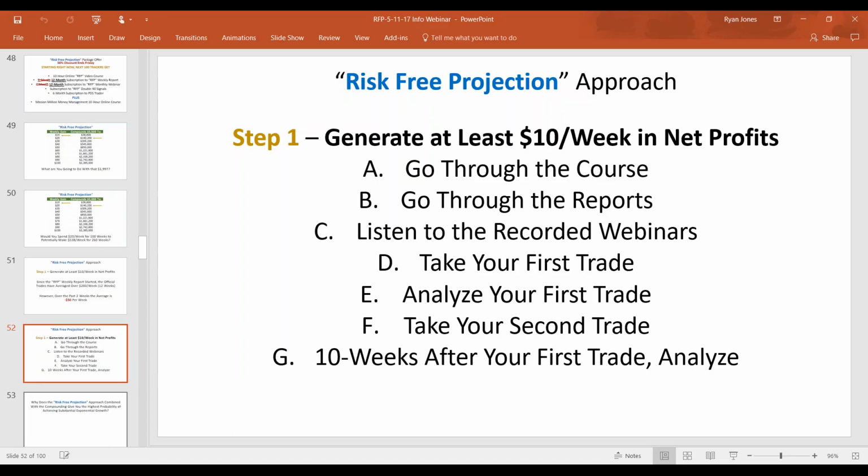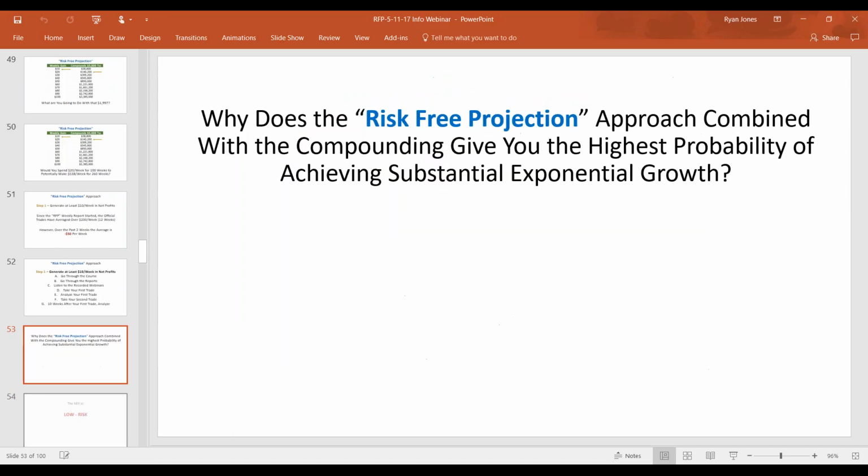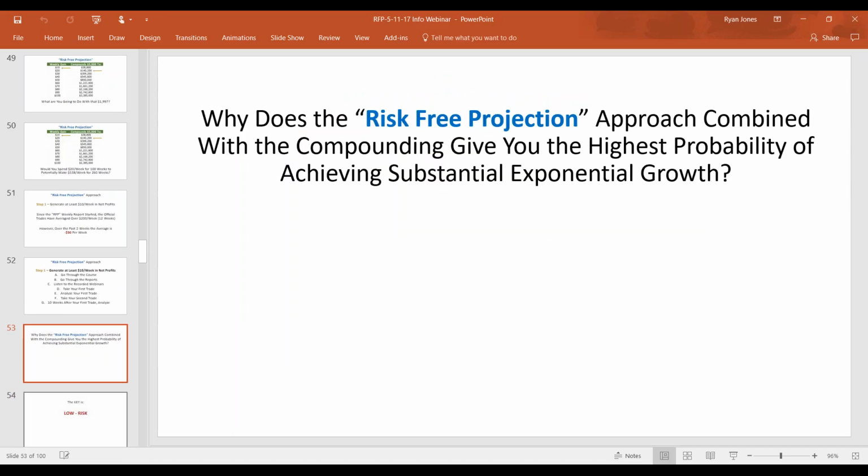So you can go through those 20 reports. They're very, very insightful. Listen to the recorded webinars. I've done 2 of those so far. Then take your first trade. Once you've gone through all of that, take your first trade, then analyze your first trade, and then take your second trade. All right, so step by step by step. And then 10 weeks after your first trade, so 10 weeks into your trading, analyze that. Those are the steps, all right? So break it down, very, very simple, very, very straightforward, and those are the steps.